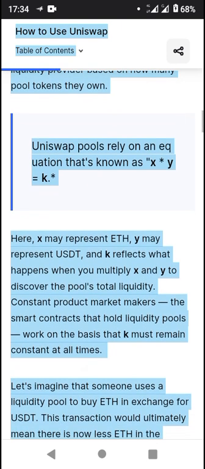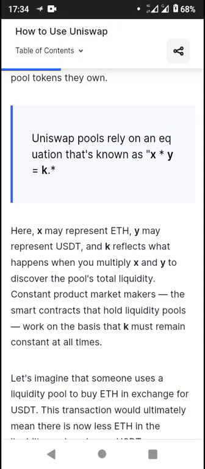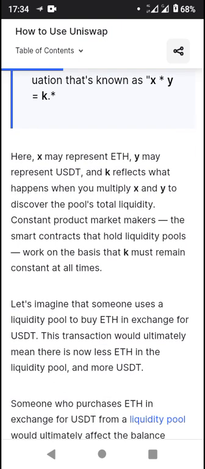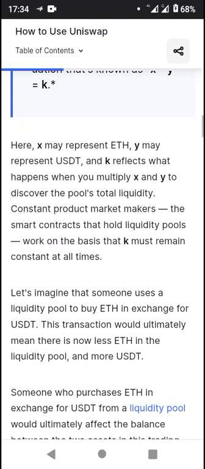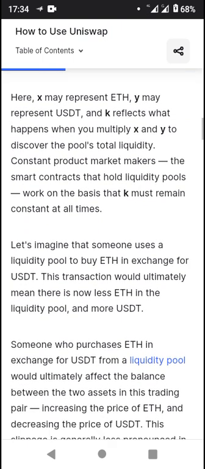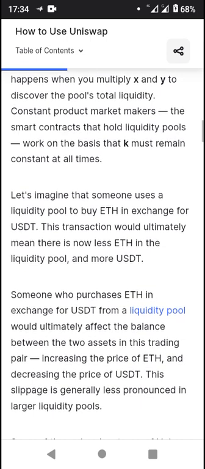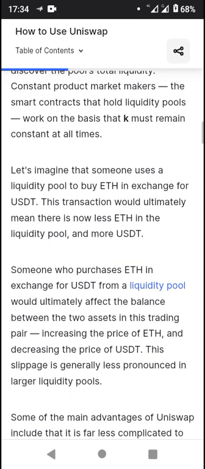So we have Uniswap pools relying on an equation that is known as X times Y equals K. Here X may represent ETH, Y may represent USDT, and K represents what happens when you multiply both values to discover the pool's total liquidity. A constant product market maker, the smart contracts that hold liquidity pools work on the basis that K must remain constant at all times.